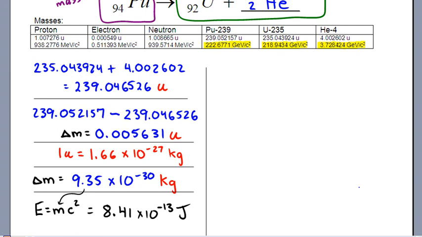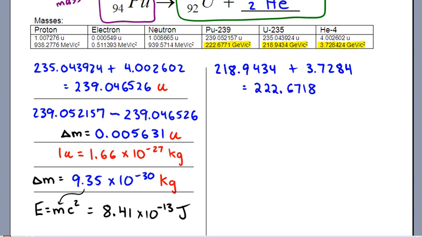so to do this, I would say, well, at the end of the story, the masses are 218.9434 plus 3.7284. Just in this very interesting method of measuring the mass, in energy divided by c squared units. And it looks like afterwards, that right-hand side has a mass of 222.6718. Again, unusual units. These giga electron volts, that's energy, divided by c squared. All right, now I'm going to go and find the missing mass.